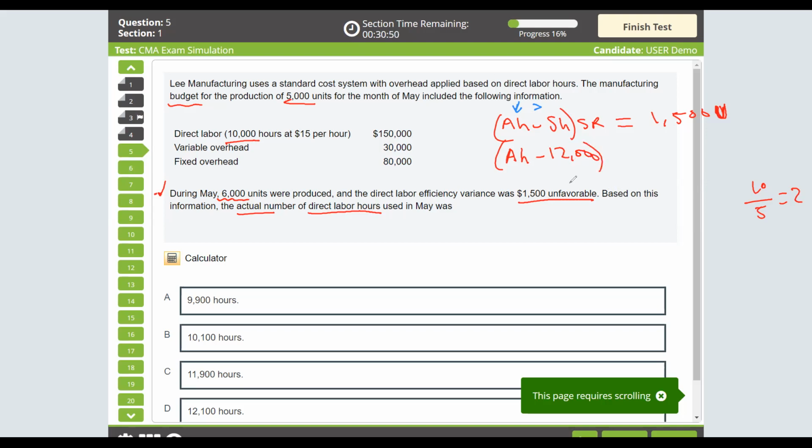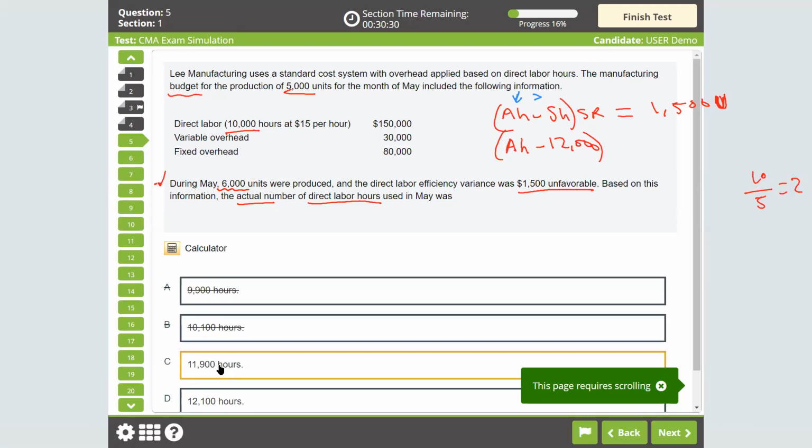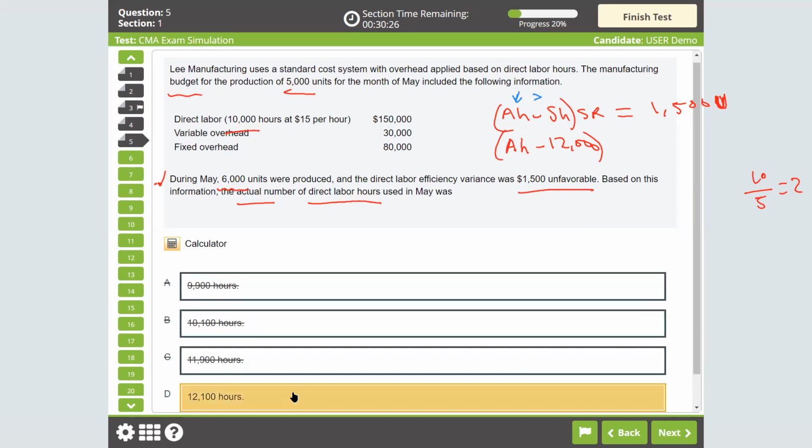I can stop right here. Since I know that actual hours has to be greater than standard hours, which is 12,000, I will go through my multiple choice answer choices and see which one is greater than 12,000. So I'll go back and see A is less than 12,000, B is less than 12,000, C is less than 12,000, and then D is greater than 12,000.